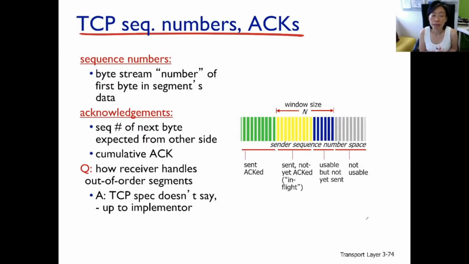TCP sequence number and ACK numbers, these are very important fields. Let me elaborate more here. First, the sequence numbers. What the sequence number says in the packet header is to tell you this: the byte stream number of the first byte among all the data bytes in the packet. But what is the byte stream number?